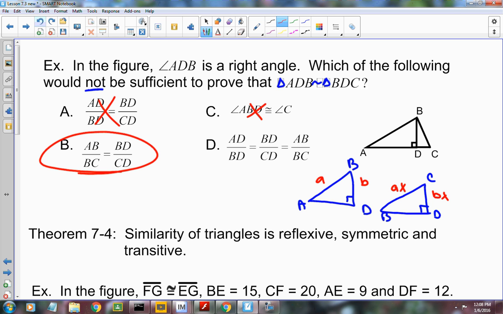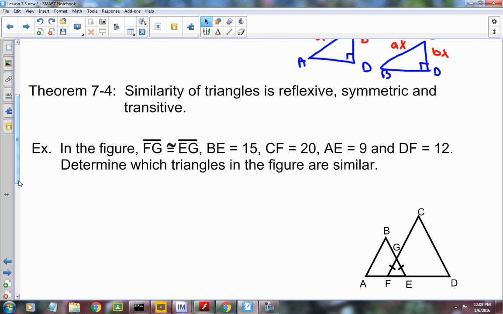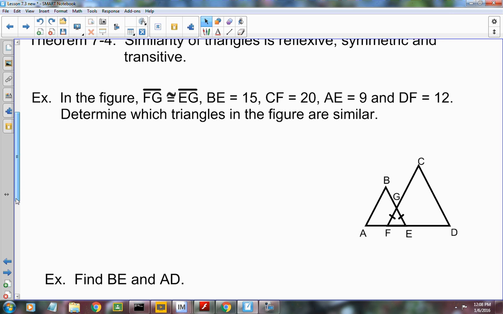All right. The next thing is the similarity of triangles is reflexive, symmetric, and transitive. You remember we talked about those in respect to congruent angles, congruent sides, congruent triangles. It also works with similar triangles. So we can use those three properties with similar triangles. So if you said triangle ABC is similar to triangle DEF, then you could flip it and say triangle DEF is similar to triangle ABC. That's a symmetric property. Okay. So all three of those work with that. All right, a couple more examples here.